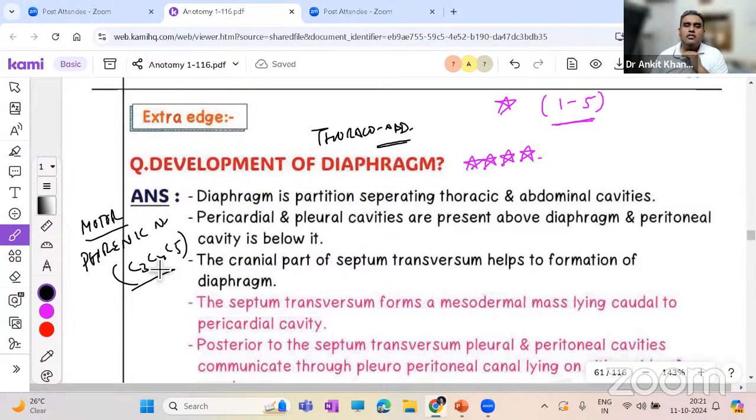The thing is that initially it was over here, then slowly the heart and the lungs developed, and then they pushed it down. Then they pushed the whole diaphragm down. This is the whole point. Now, the diaphragm is basically formed by four different parts. Four different parts are going to form the diaphragm.